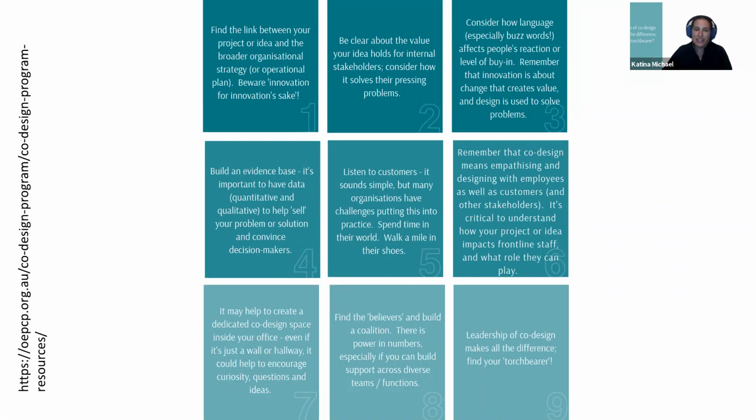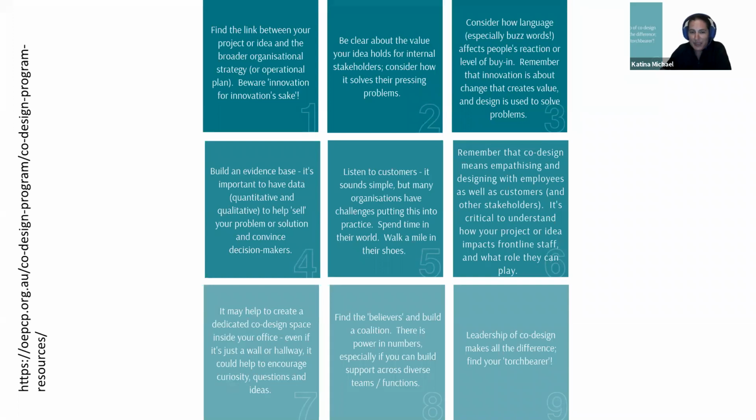Build an evidence base. It's important to have data to help sell your problem or solution and convince decision makers. So get those statistics available in the literature. Quantify certain things: this many whales are being caught in nets in this location. Show a map. And so all of these things are possible. Listen to customers. Remember that co-design means empathizing and designing with employees. It may help to create a dedicated co-design space inside your office or their office.